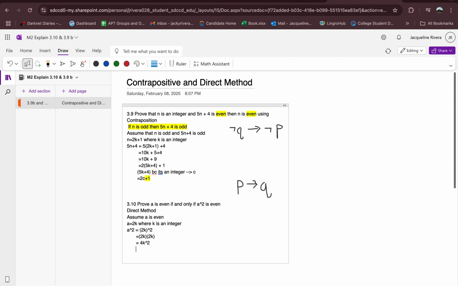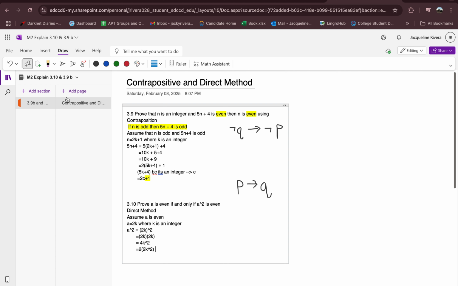And that would be (2k) squared. So it's basically just the same thing we did as a contrapositive, but this is just a direct method. We're just doing basically if p then q. That's all it is. So it'll be a squared equals (2k) squared equals 2k times 2k equals 4k squared equals, we factored out a 2, and then 2 times 2k squared.